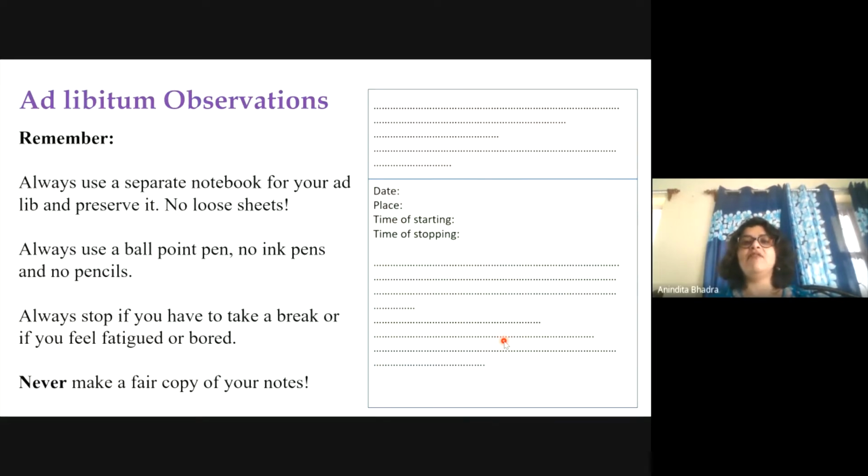And never, ever submit a fair copy of your ad libitum notes. A field notebook is a field notebook. It should be kept the way it is, and that has a lot more information than when you're trying to type it all out in a neat Word file. You are going to lose all of that information. So no fair copies.